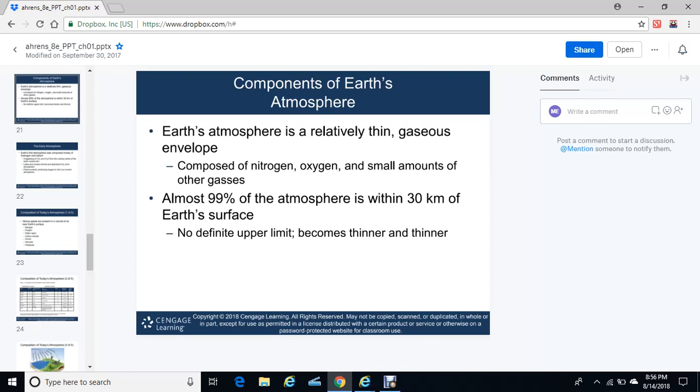So it's not that dangerous, but just realize that almost 99% of the atmosphere is within 30 kilometers of the Earth's surface. So if you were to look at a beach ball, for example, the Earth's atmosphere might only be that top layer of the beach ball, that really thin layer. No definite upper limit because it just becomes thinner and thinner over time, the atmosphere.